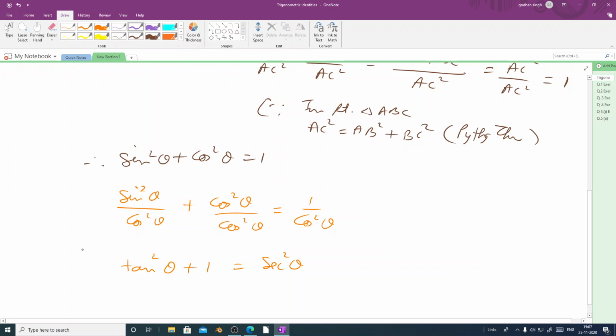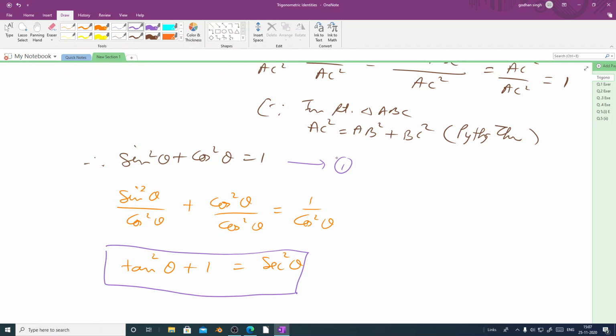So the other identity which we are getting is 1 plus tan square theta, or tan square theta plus 1, is equal to sec square theta. Now what we have done in this, suppose this is equation number 1, we have divided identity 1 by cos square theta. But instead of this, suppose we divide both sides by sine square theta, then what will we get in that case?